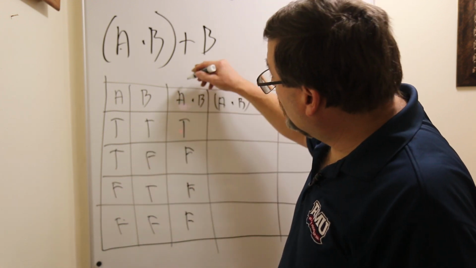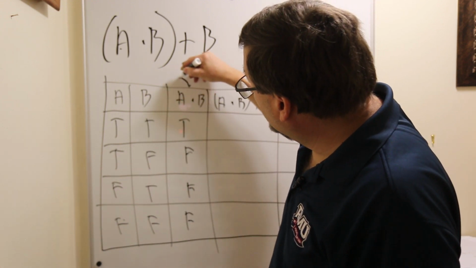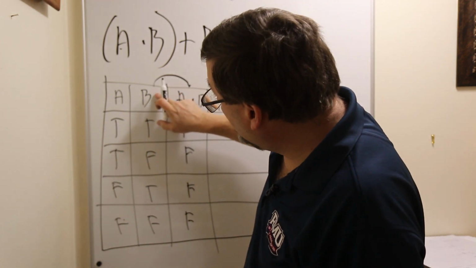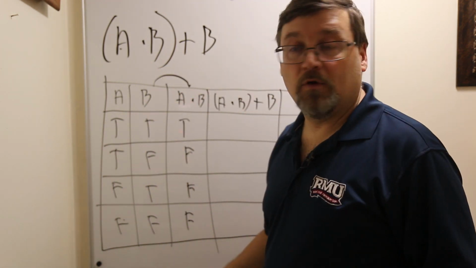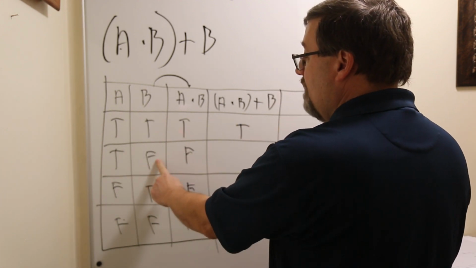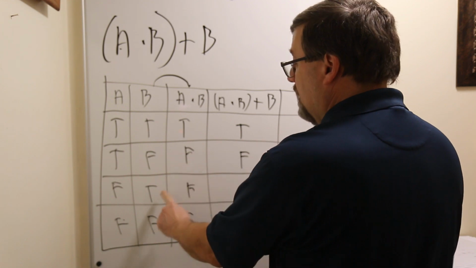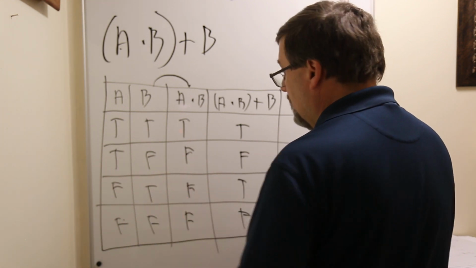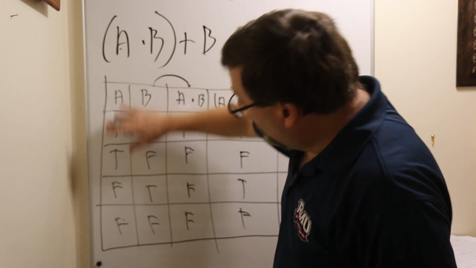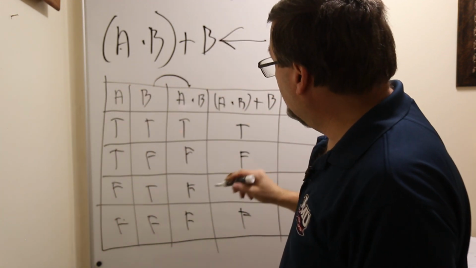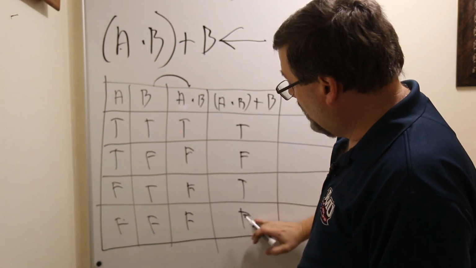Now what we're going to do is compare this column to this column. So we're going to do A and B, and or B. So either one of them could be true. So we do true or true is true. False or false is false. True or false is true. False or false is false. So for this option of A and B, this whole sentence works out to be true, false, true, false.